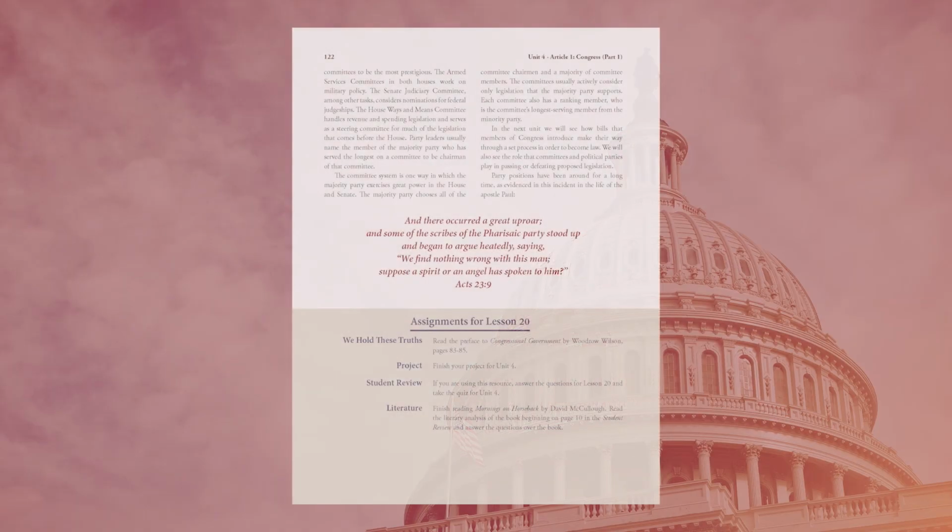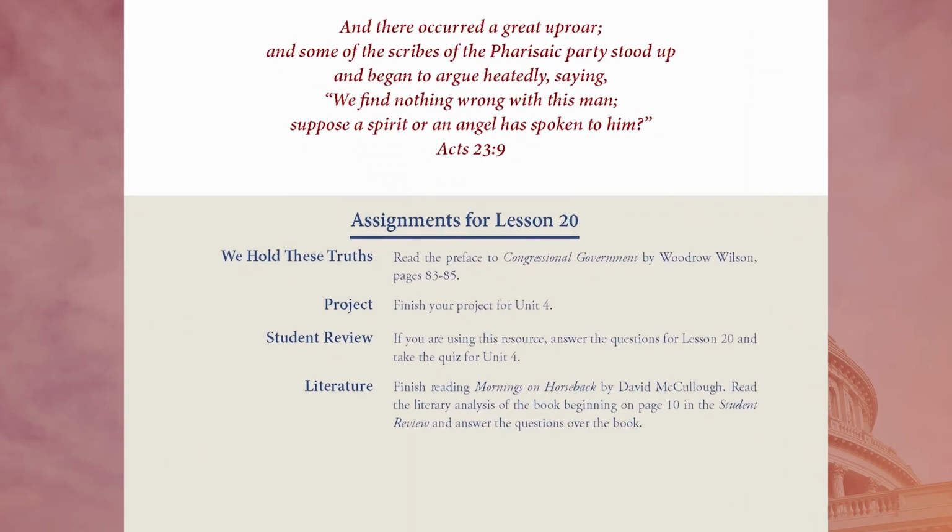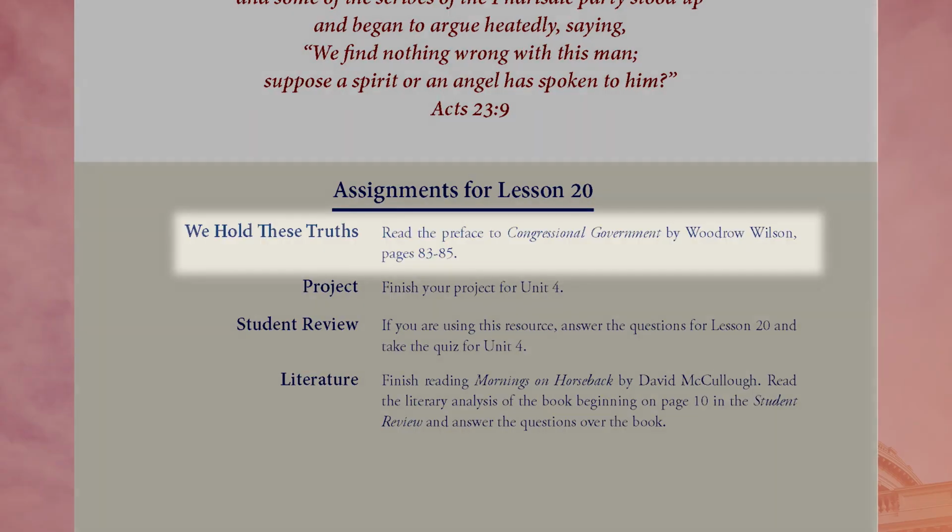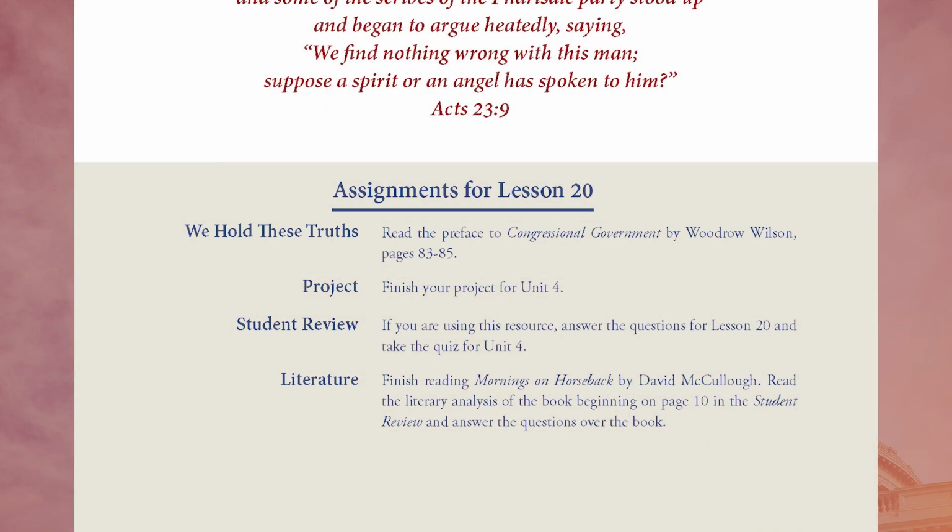The original document in We Hold These Truths is a section of Woodrow Wilson's book on congressional government. Wilson is the only U.S. president so far who has earned a doctoral degree. His field was political science, so he had a great interest in how government should work and how it does work.